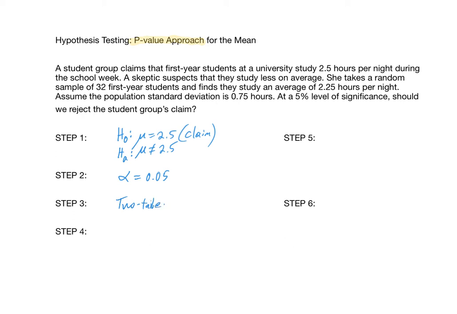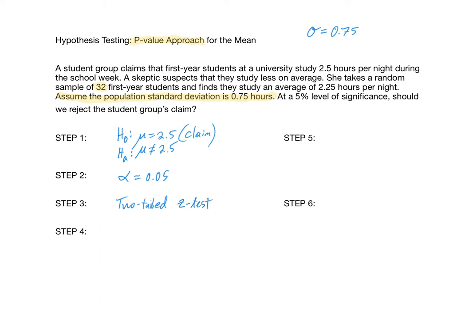Now the question is, do we have a z-test or a t-test? Well, in this case, we are told to assume the population standard deviation is 0.75 hours. So we're assuming sigma is 0.75. So the population standard deviation is known. And we are also told that she took a sample of 32 first-year students. That 32 is greater than or equal to 30. That means that we are dealing with a z-test. So we're going to do a two-tailed z-test.